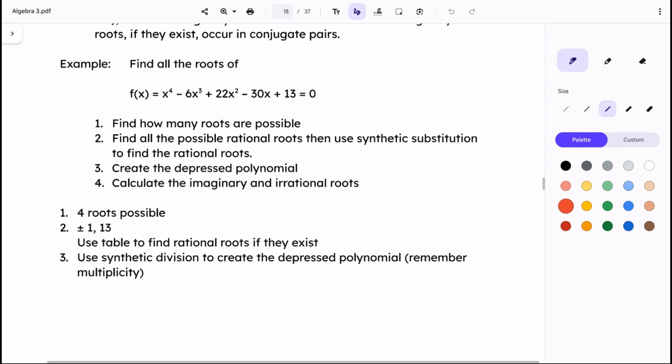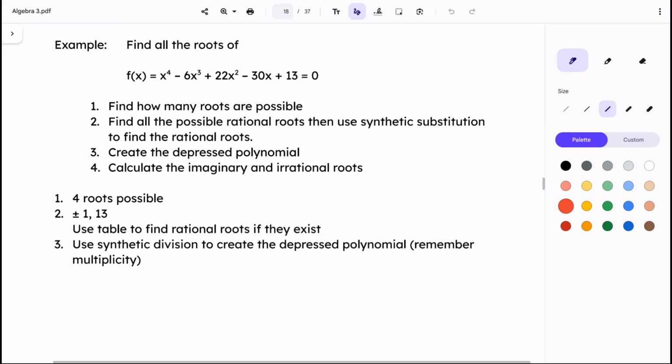Okay, we're going to do this example together. We've got f of x is equal to x to the fourth minus 6x to the third plus 22x squared minus 30x plus 13. First thing is just to know how many roots there should be that you could possibly find. Remember, that comes from the leading term and the degree. The leading term is x to the fourth, so your degree is 4, which means there are 4 roots possible that we could find. And that's what they have written down here on number 1.